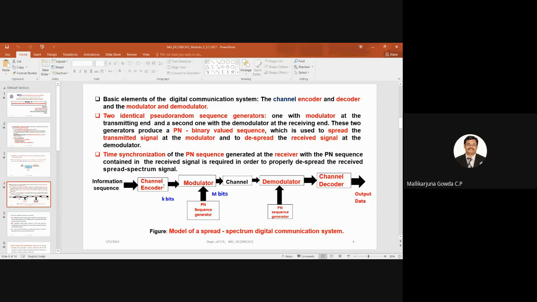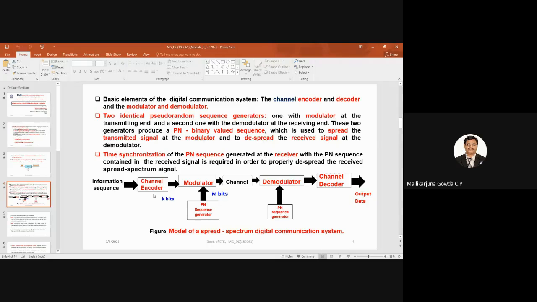Then channel encoder. See, the purpose of the channel encoder is what? What I said, in source encoding we remove the redundant information bits, right? But in channel encoding, we add some amount of bits in a controlled manner, so that we will be able to achieve reliable communication. That is the purpose of channel encoding.